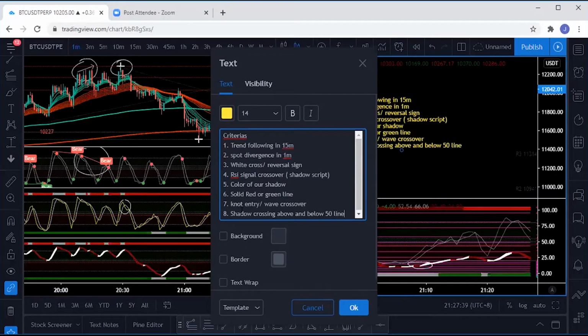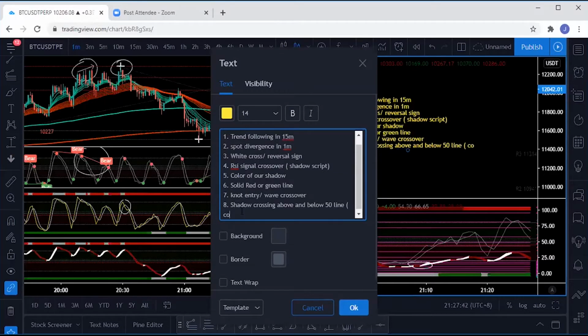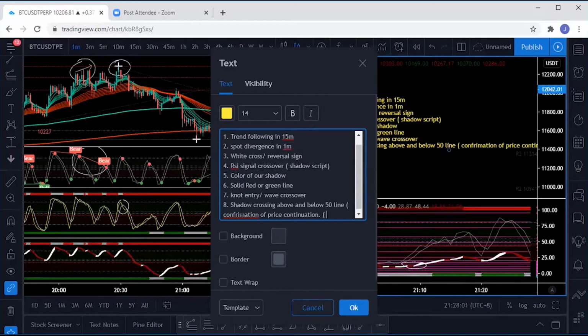So this is a confirmation of price continuation. Okay, this one. And then our last, number 9, is our exit plan.